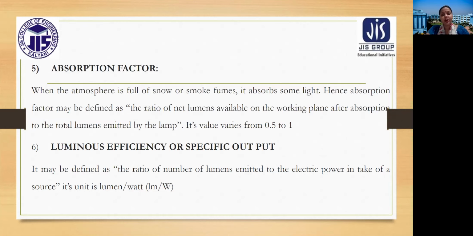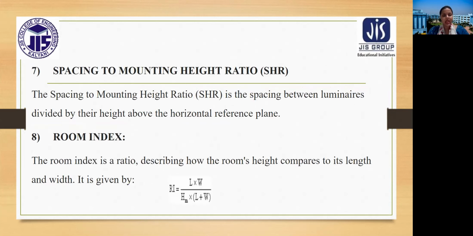Luminous efficiency or specific output. Efficiency means the ratio of the number of lumens emitted to the electric power intake of a source. Its unit is lumen per watt. Spacing to mounting height ratio, known as SHR, is the spacing between luminaires divided by their height above the horizontal reference plane.